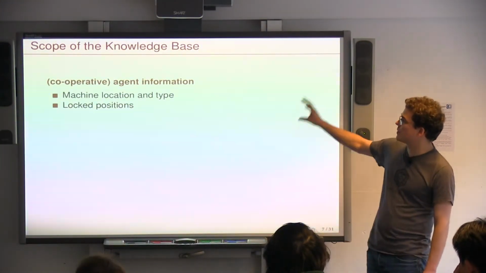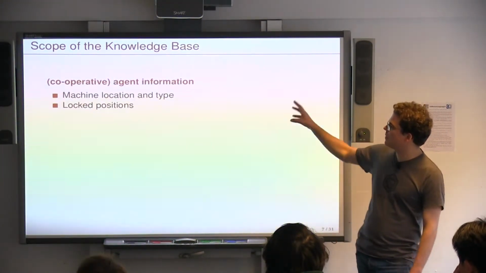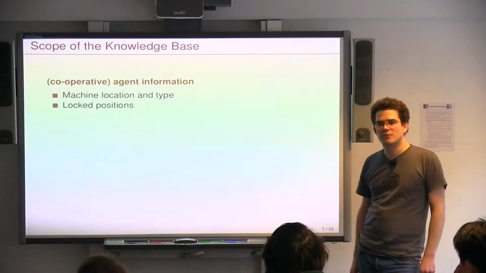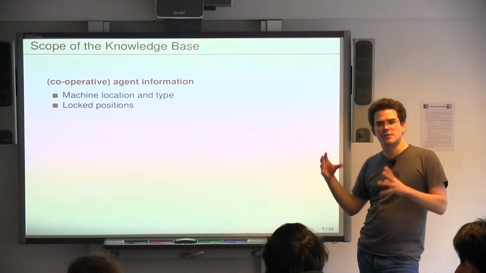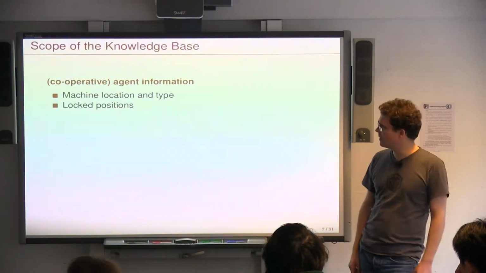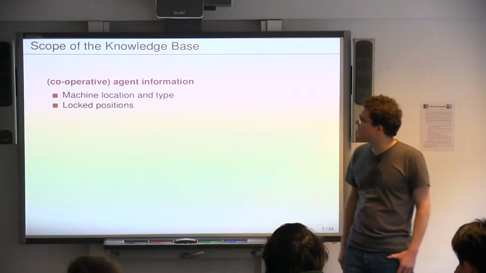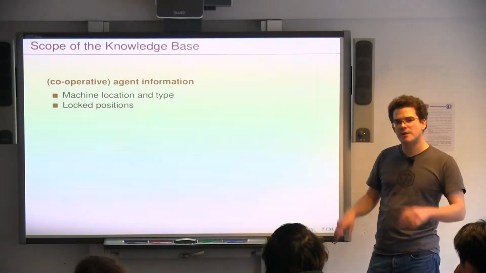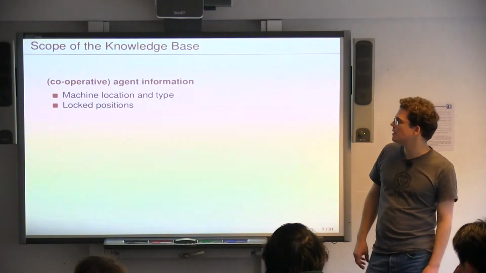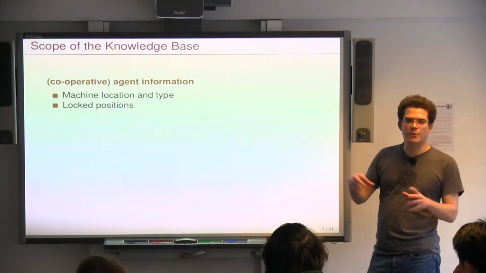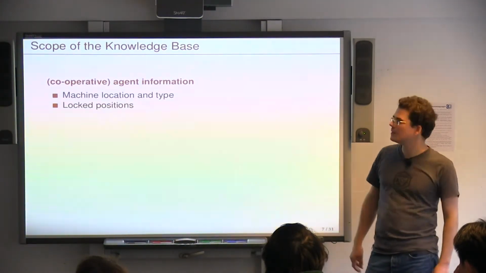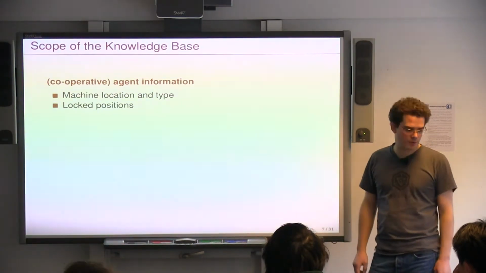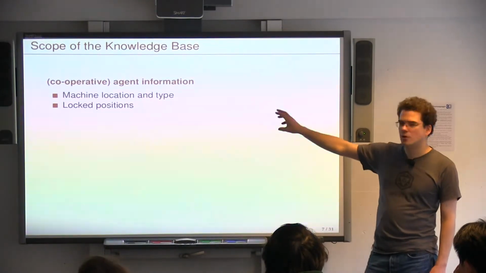So again, the scope of the knowledge base. What's really all in there? At first we have the cooperative agent information. This is information we are getting from the other agents. This is, for example, machine location and type. If you're thinking about the exploration phase, when the robots are driving around and trying to find the machines, you possibly only find a third of the machines, roundabout, and you'll get the other locations and types of machines from the other robots. The same goes for locked positions.